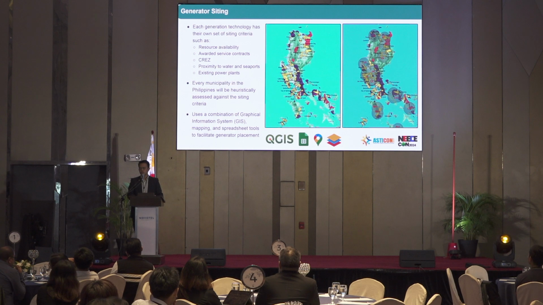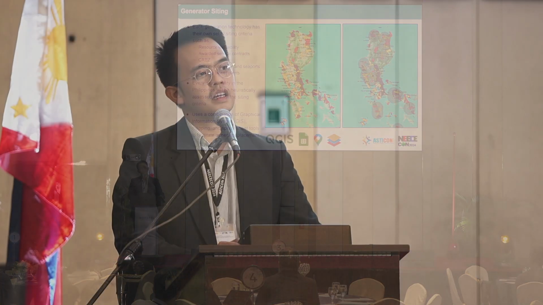So for example, one municipality, you see the maps here, this is one of our preliminary outputs. The colors there are different criteria. So one municipality can tick off 3 criteria in a certain technology. For example, for coal, that municipality might be near water, might have a seaport, and might have already an existing coal plant there. So there's a high chance that we can place these new coal units there. So we use a combination of GIS, as mentioned, mapping, and spreadsheet tools to facilitate generator placement.